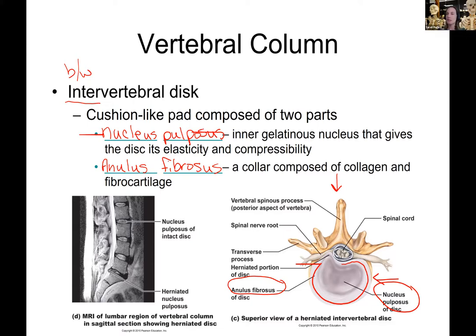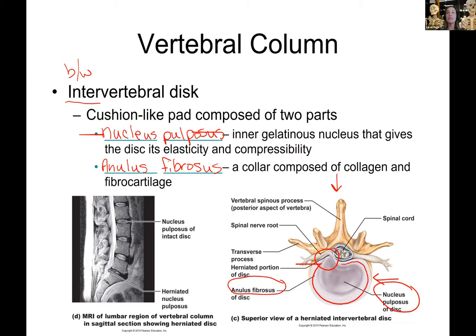So what happens oftentimes is as people age, the discs become less strong. They start to degenerate. And as you age, it is not uncommon for the disc to fail, for that tough outside part to get weaker, and it fails and it ruptures, and the squishy inside part starts to bulge out. We call this a herniated disc. And so you can see that right here.